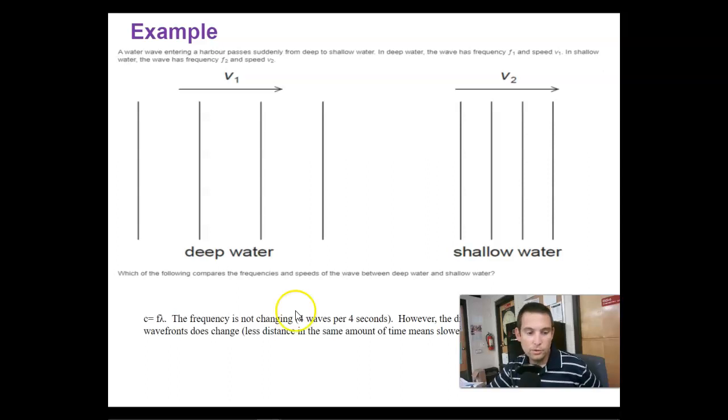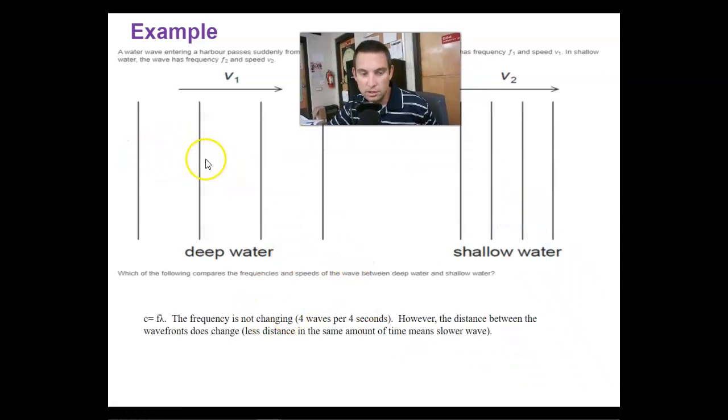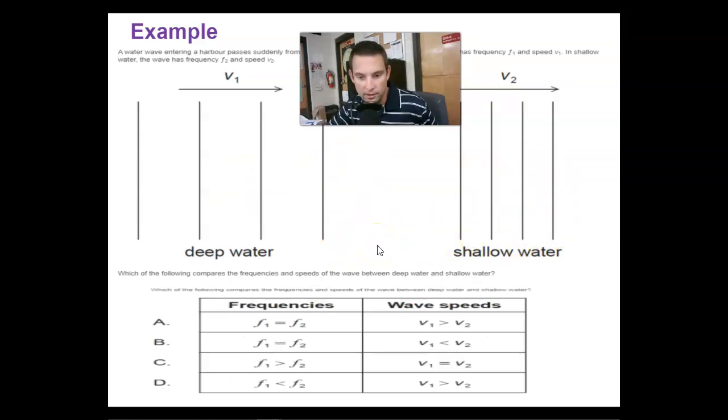We know that c equals f lambda. The frequency is not changing. It's 4 waves per 4 seconds. If we imagine it's right here, second 1, second 2, second 3, second 4, second 1, second 2, second 3, second 4. Still the same number of waves per second. However, the distance between the wavefronts does change. So it's a larger distance in the same amount of time. So that means we have a slower wave over here, whatever that means. So the wave is slower, and the frequencies equal each other.